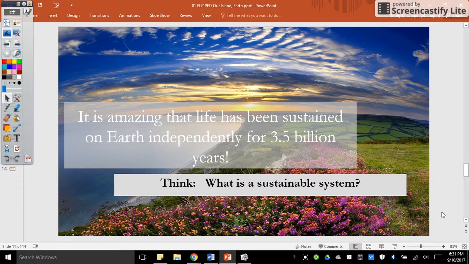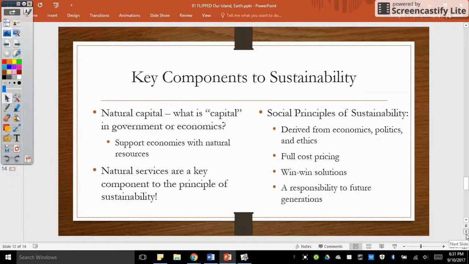All right, so based on these three things, it is absolutely amazing that life has been sustained on Earth for 3.5 billion years. So what is a sustainable system then? What are the components that a sustainable system needs? So here are some of those key components.